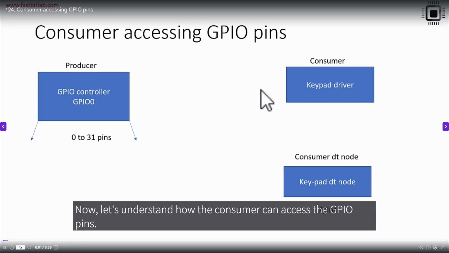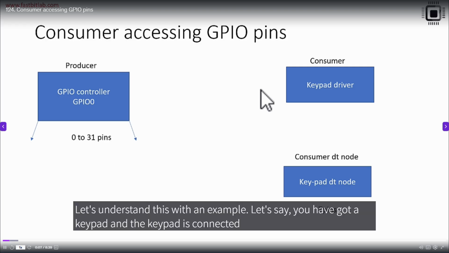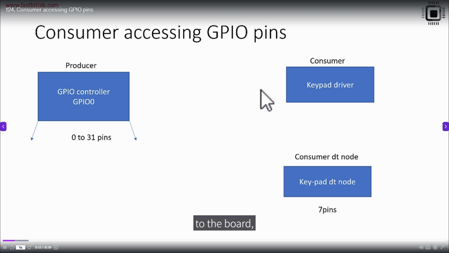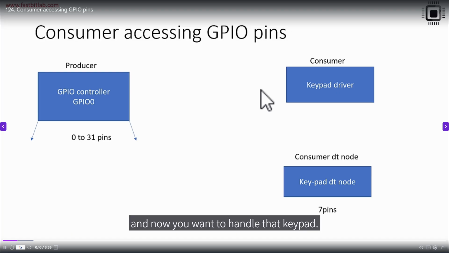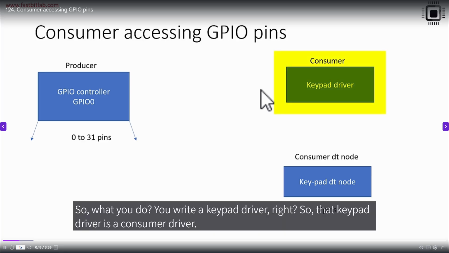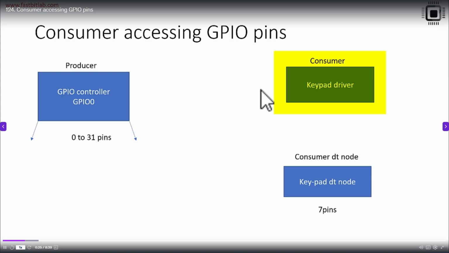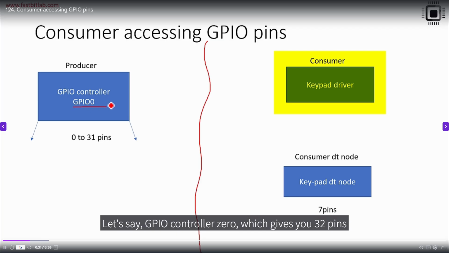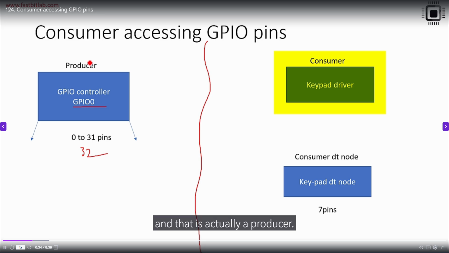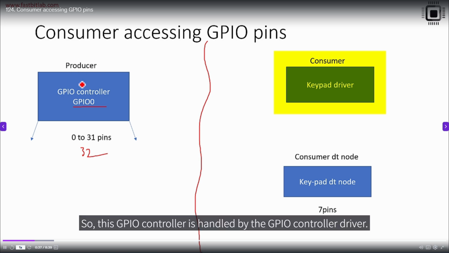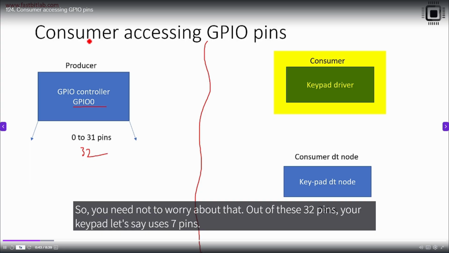Now let's understand how the consumer can access the GPIO pins, with an example. Let's say you have got a keypad connected to the board, and now you want to handle that keypad. So you write a keypad driver, right? That keypad driver is a consumer driver. There is a GPIO controller, let's say GPIO controller 0, which gives you 32 pins, and that is a producer. This GPIO controller is handled by the GPIO controller driver, so you need not worry about that.